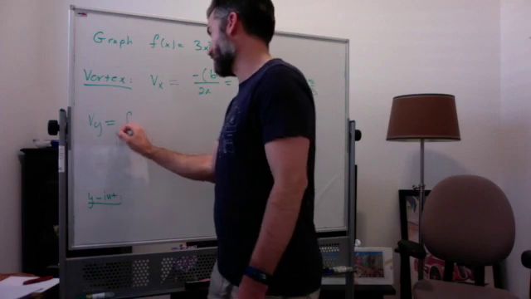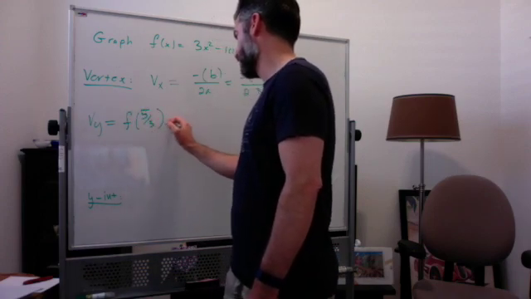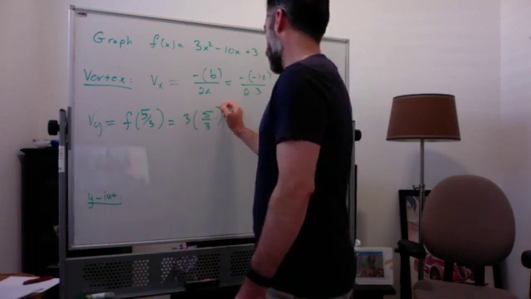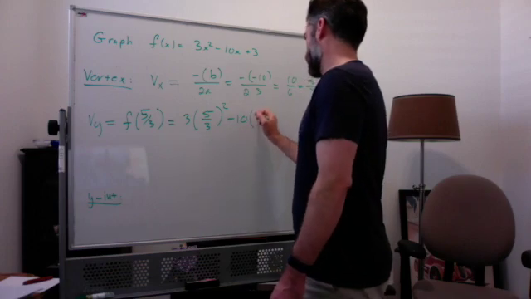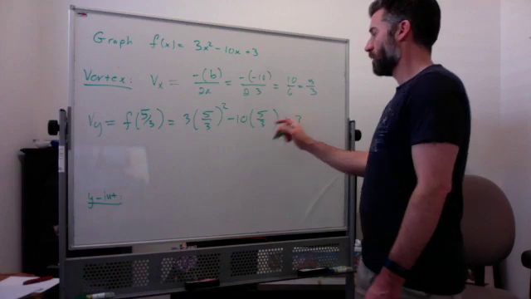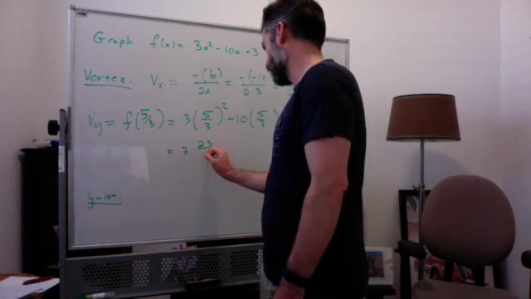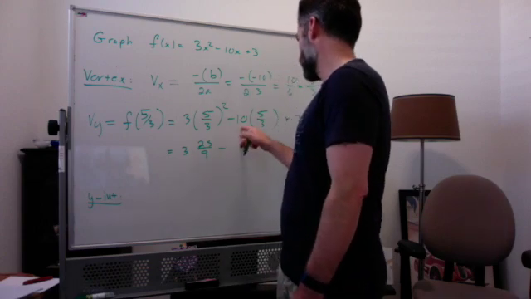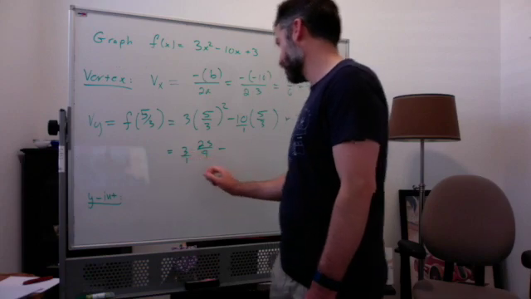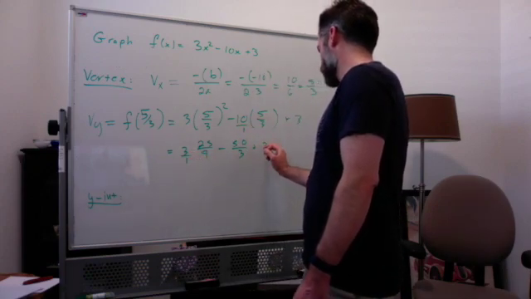So you can also write this as f of 5 thirds equal to 3 times 5 thirds squared minus 10 times 5 thirds plus 3. 3 times 5 thirds squared, this is 3 times 25 over 9, minus 10 times 5 over 3. This is a 10 over 1. That's actually a 3 over 1 too. 10 times 5 is 50 over 3, plus 3.